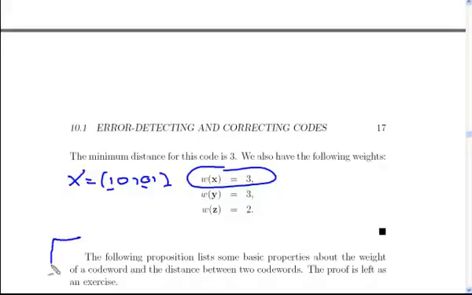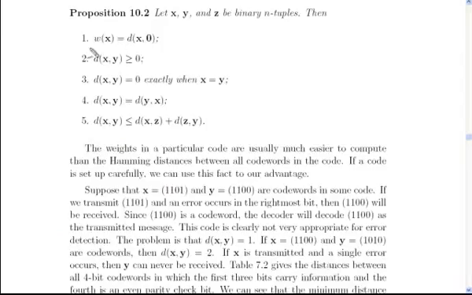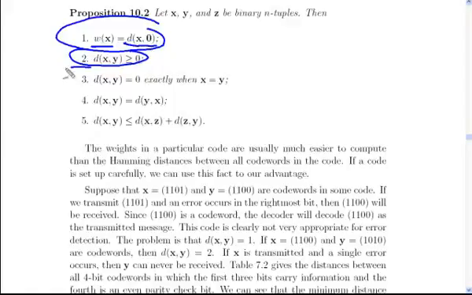All right, so here we have some basic properties relating weight and distance between code words. Let's go through these properties quickly. The weight of a code word is the distance between the code word and the 0 code word. If you think about it, that falls right out of the definition of weight and distance. The distance between any two code words is bigger than or equal to 0. Think about what the definition of distance is. It's the number of digits where they differ, so that's got to be positive, or 0. The distance is 0 exactly when x equals y.